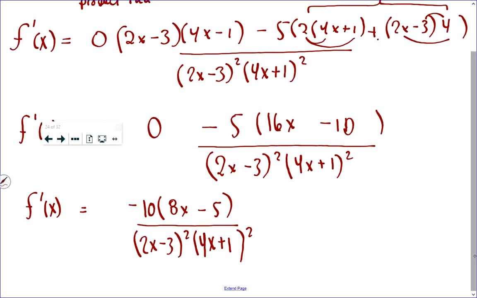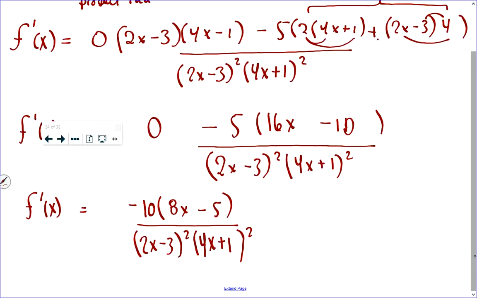The reason for putting it in this form, once again, and I keep saying this because I'm trying to condition you to think this way, is there will come a time where knowing the value of x that makes the derivative 0 will be important. And the value of x that makes the derivative 0 is 5/8. You don't even need to do any work. It's staring you right in the face.